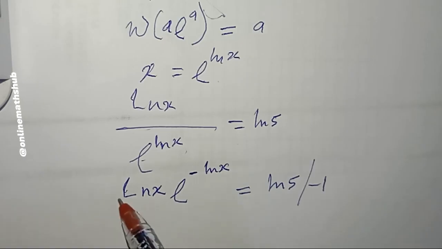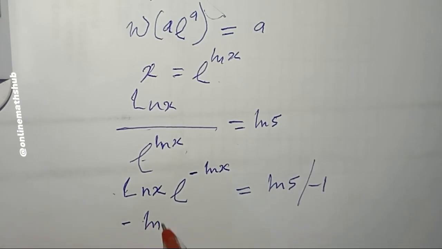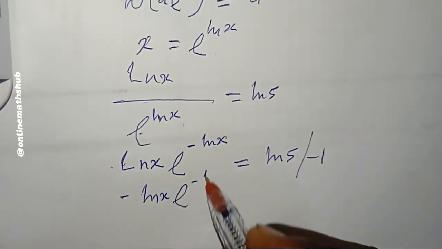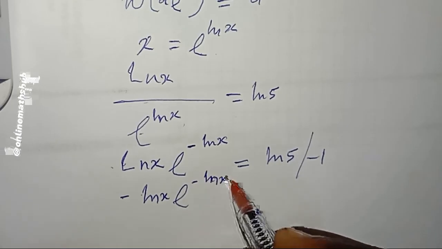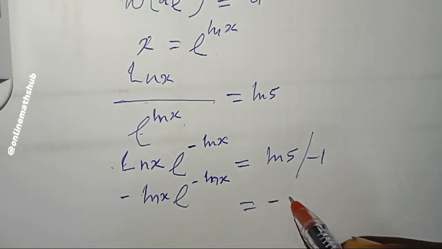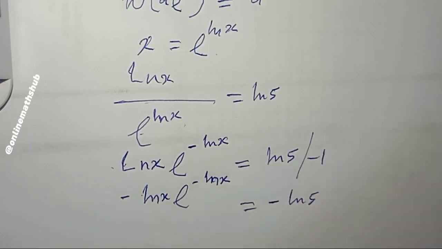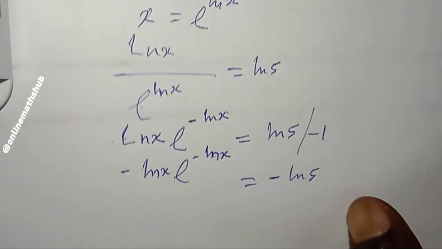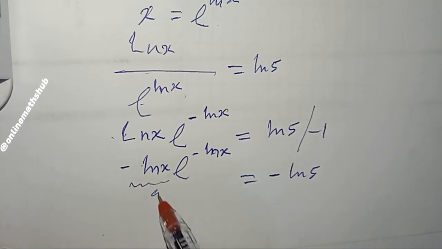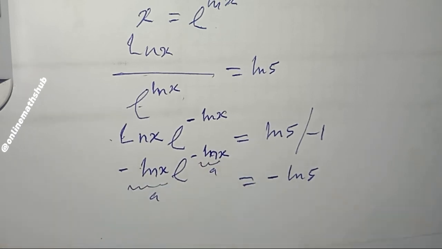So if I do that, I'm going to have a negative natural log of x multiplied by exponential negative natural log of x is equal to, I'm also going to do that here, so I have a negative natural log of 5. Okay, so of course you can see that we've achieved that. In this case, this is our a, and of course this is also our a, so it is now in the form of a exponential a.